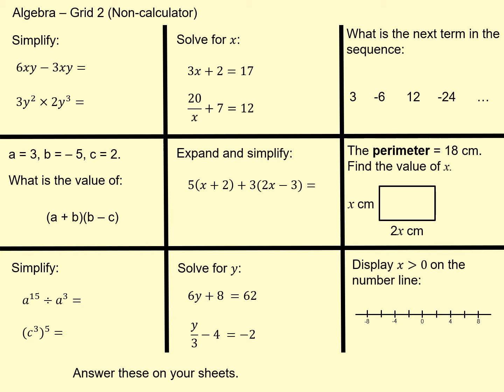And talking through the answers, the first one to simplify, so I have 6xy, and I'm going to take 3xy away. If I have 6 of something and take 3 of that something away, I'm going to be left with 3 of that something, and that something was xy.